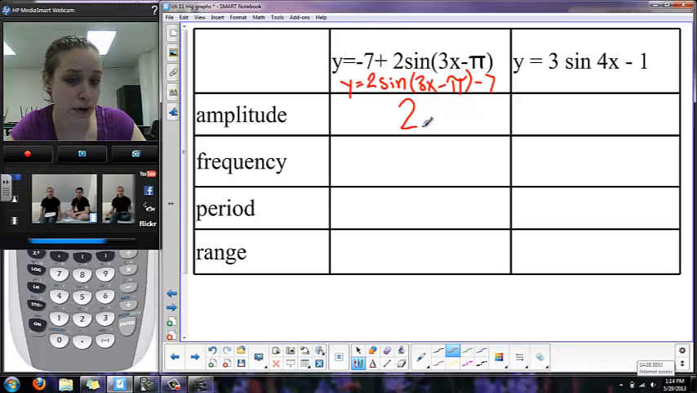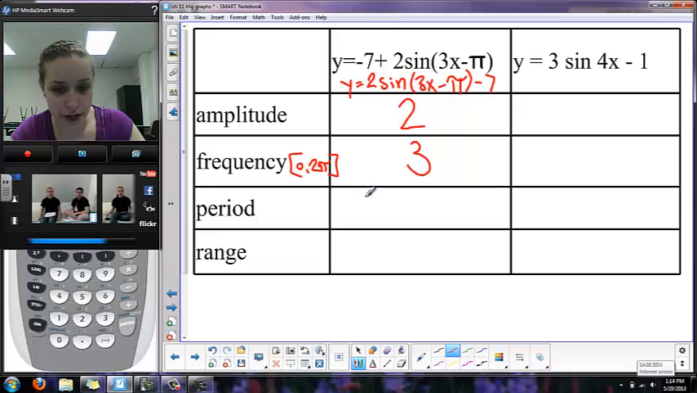Amplitude is always going to be a positive number anyways. Frequency is the number that's written right next to this x, so my frequency is 3, meaning I'm going to see 3 curves between 0 and 2 pi. Period is 2 pi over b, or 2 pi in this case over 3, because my b is 3. Meaning that's the amount of space that I'm given in order to see one full curve.